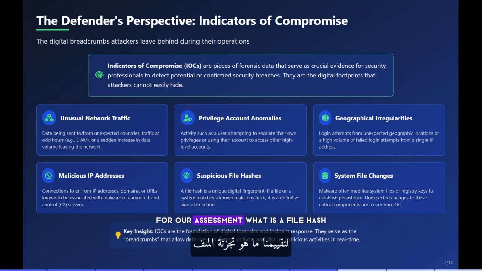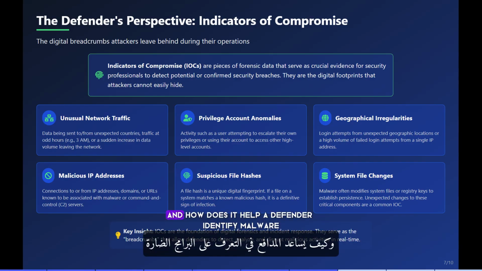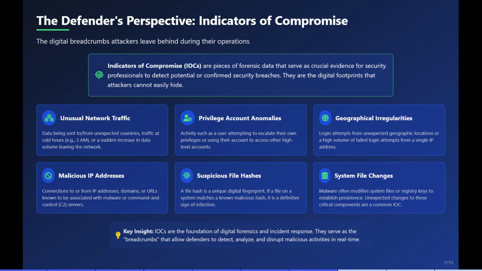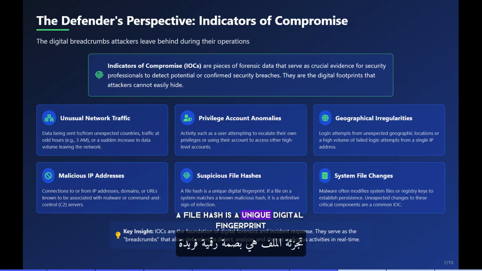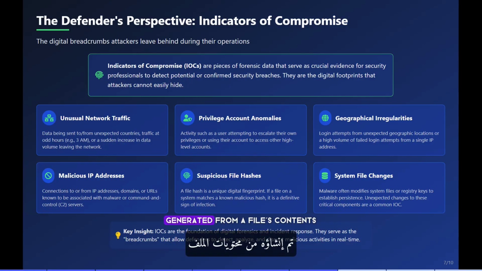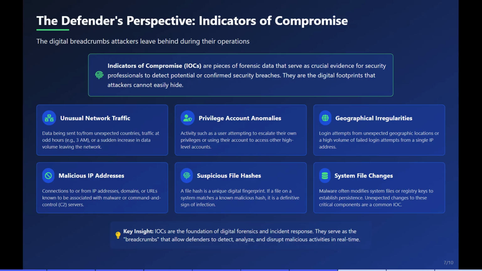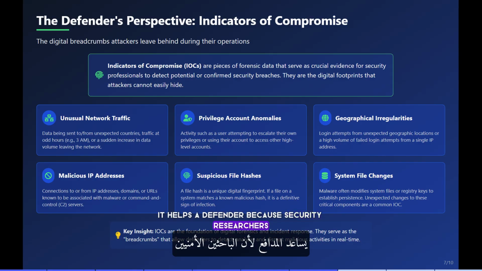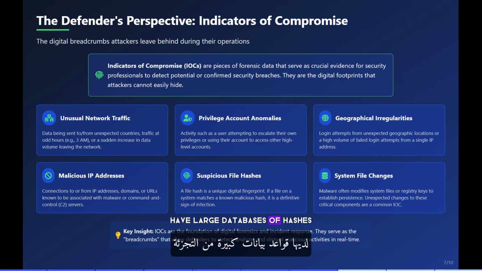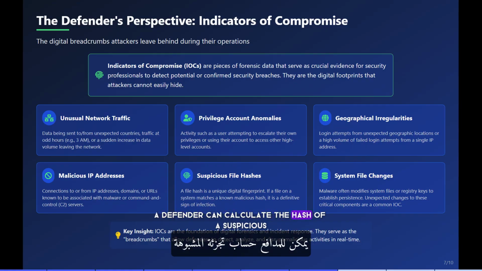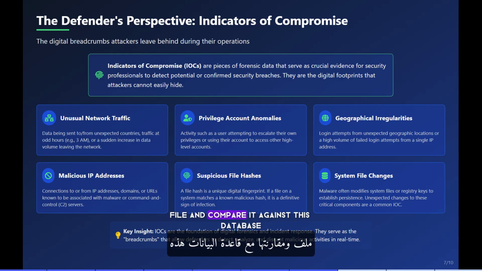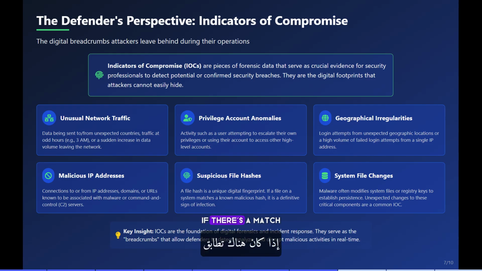For our assessment, what is a file hash and how does it help a defender identify malware? A file hash is a unique digital fingerprint generated from a file's contents. It helps a defender because security researchers have large databases of hashes for known malware. A defender can calculate the hash of a suspicious file and compare it against this database. If there's a match, they can confirm the file is malicious without ever opening it.